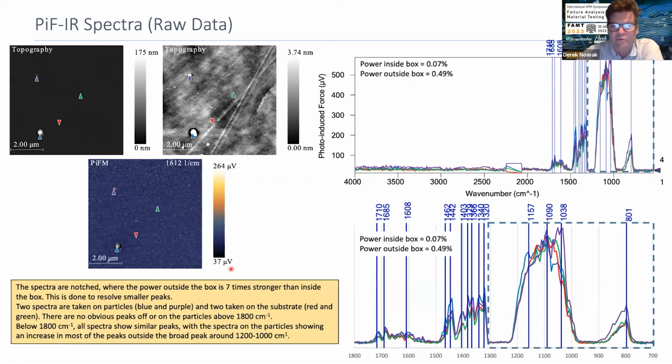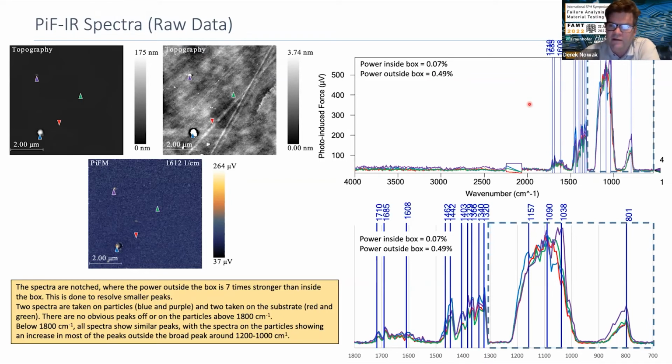So what we did here is we went in and imaged. Looked at the topography. And then just to make topography easier to see, we changed the scaling there so that you could easily see texture. And again, here what we're doing is looking at each one of these particles that we're seeing, taking spectra on those particles. So to take those spectra, we're just tuning the laser and looking at the absorption response.